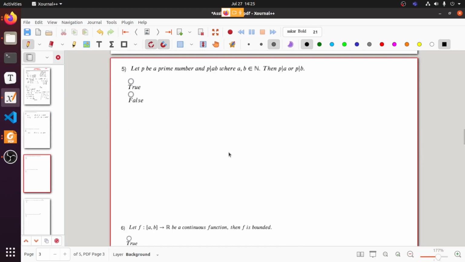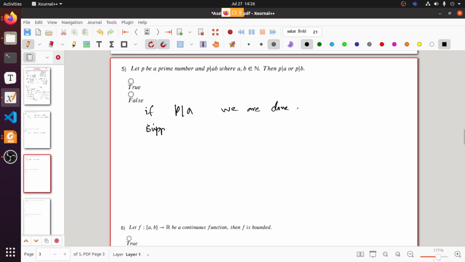Now come to the fifth question. What is it saying? If p is a prime number and p divides ab, where a and b are natural numbers, then p divides a or p divides b. So this will be true. We will prove this. How to prove this? Case 1: if p divides a, then we are done.